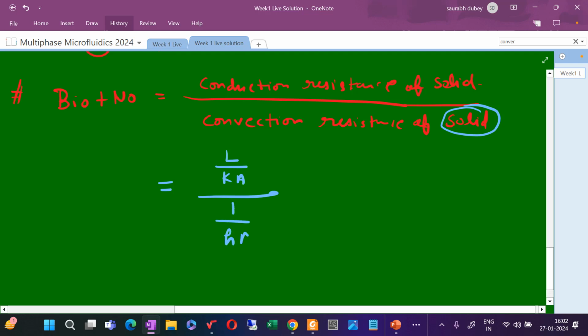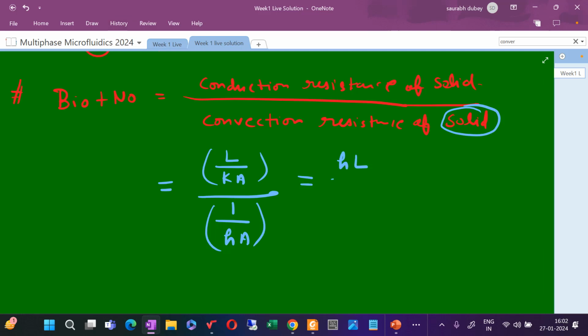HA is the convective resistance, and this will come out to be HL divided by K, where K is the thermal conductivity of the solid.